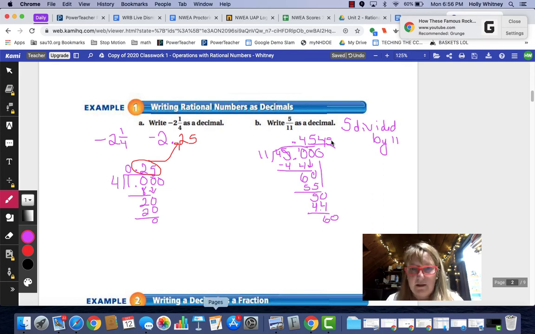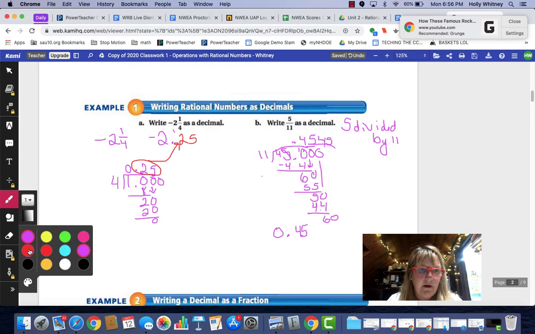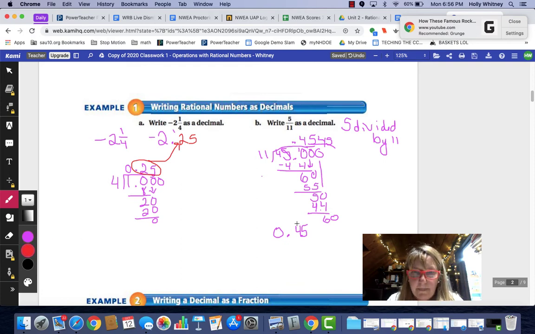So I would write it this way. Oh dear, I've lost my cursor. Okay, so the answer would be 0, because it's less than 1, decimal point, 45 hundredths. And to let people know that that 45 goes on and on forever, I put this bar over the part that repeats. So that would be 45 repeating. It's kind of tricky.